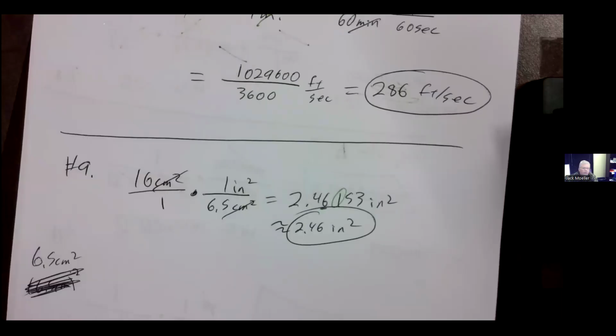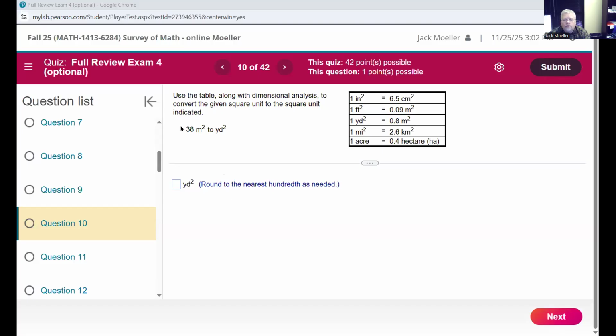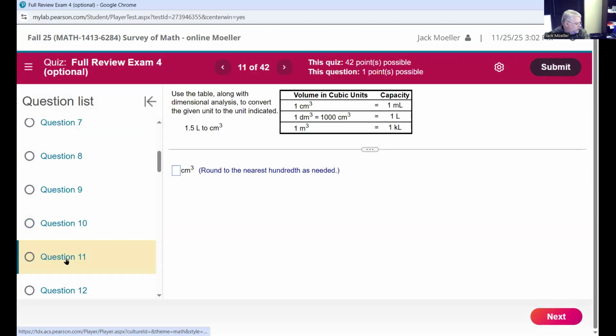This is a typical area problem. So let's go back to the test, see if there are any more of these we need to do. So the next one is meters squared to yards squared. You have a direct conversion, 0.8 meters squared is 1 yard squared. So that's straightforward. 15 liters to cubic centimeters.